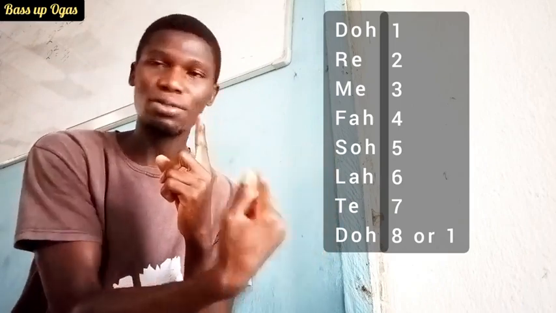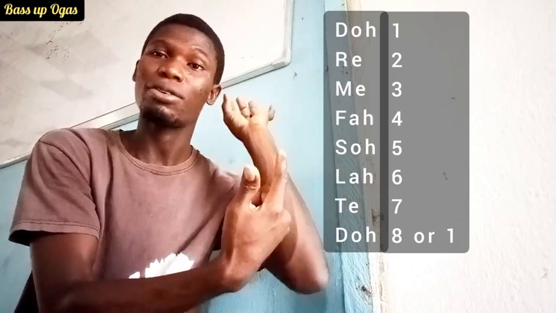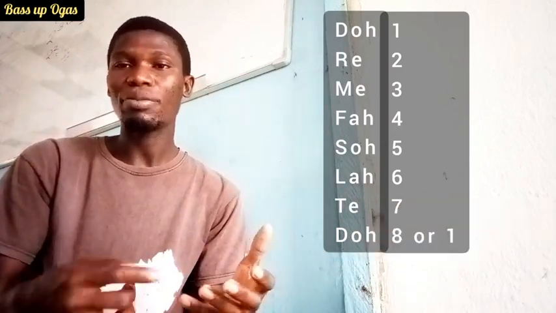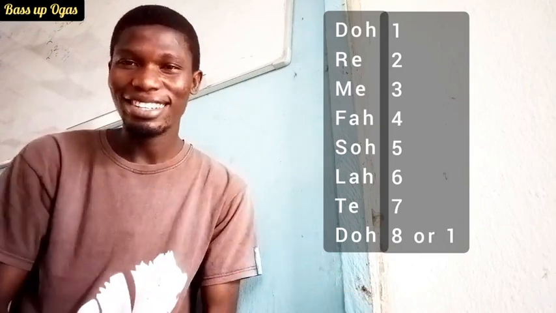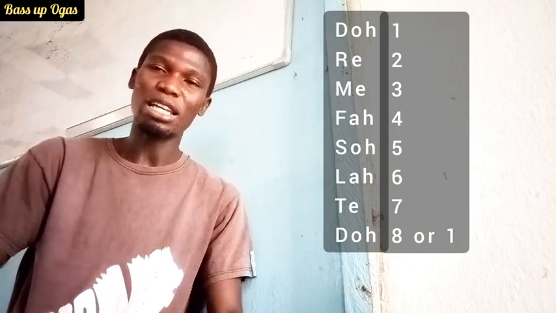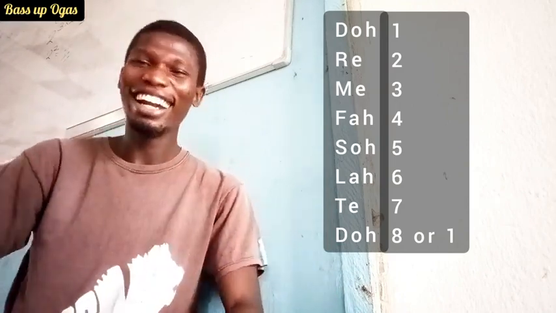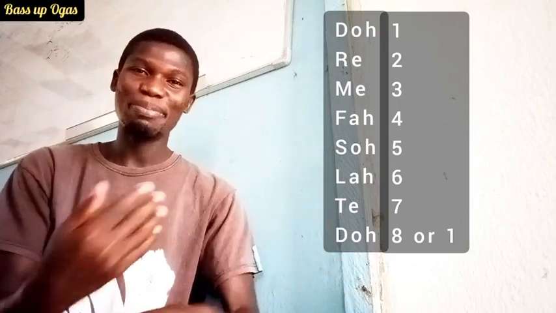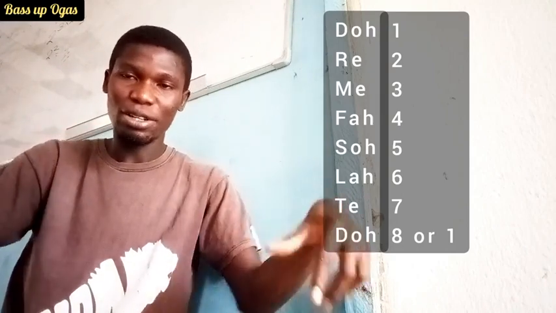For the next note, you skip the next one. After re, what do you have? Mi. So you skip mi, and then you go to fa. So your ti chord will be ti, re, fa. That's your ti chord. That's how you get the notes in a chord, as simple as skipping a note in that particular scale.